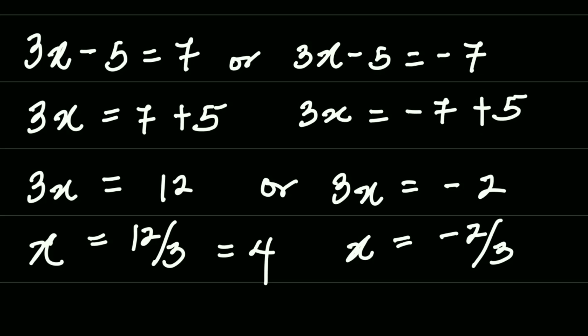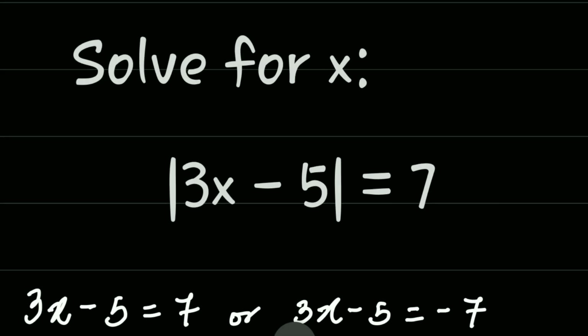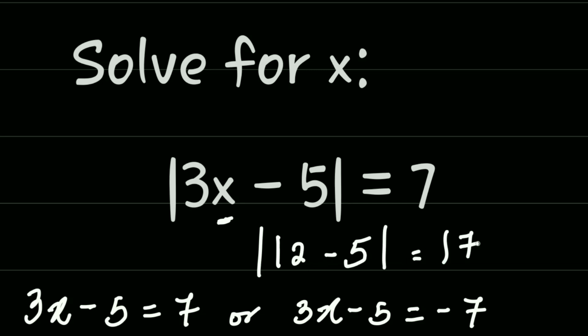You can always check if your answer is correct or wrong. By the time you substitute x as 4 here, that will be 3 times 4, which is 12, minus 5. And 12 minus 5 will give you the absolute value of 7. And the absolute value of 7 is 7, which is the same as this value here.